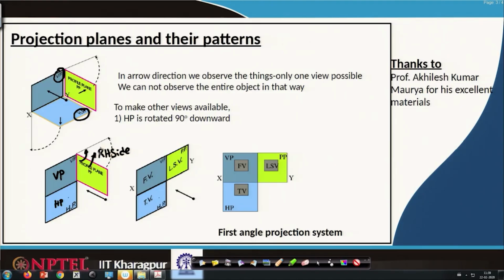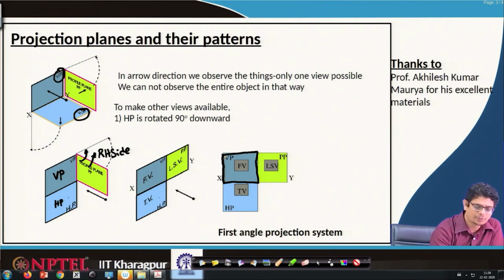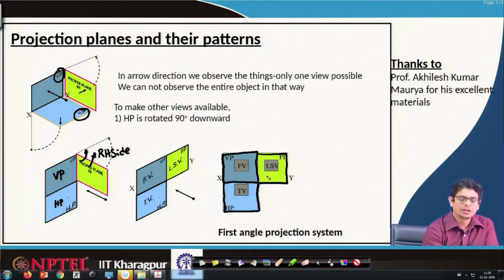So, by flipping this profile plane in that direction, we will construct a vertical plane, followed by a horizontal plane and a profile plane. Based on the object we are looking at, first of all one has to construct a frontal view. Usually in first angle projection, we construct this front view on the vertical plane. Just below that, a top view of the object will be there.